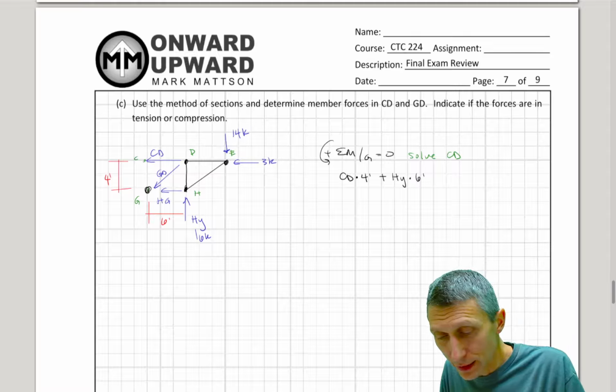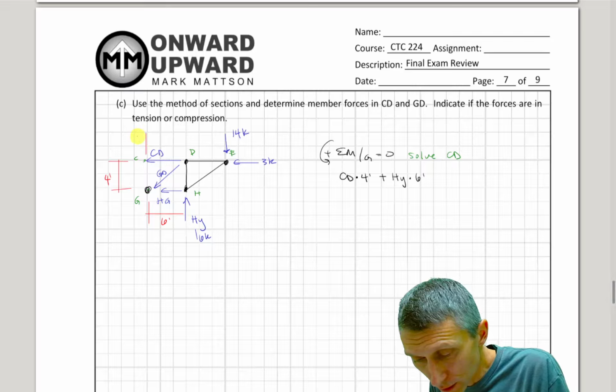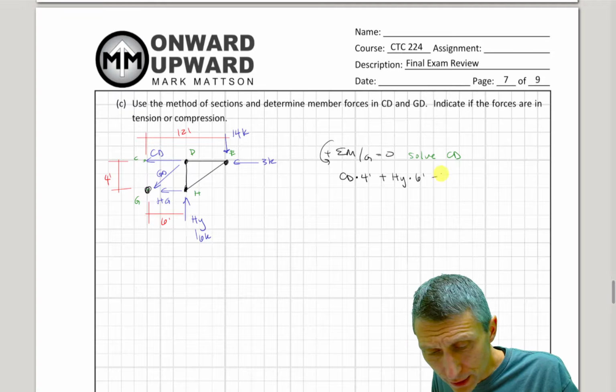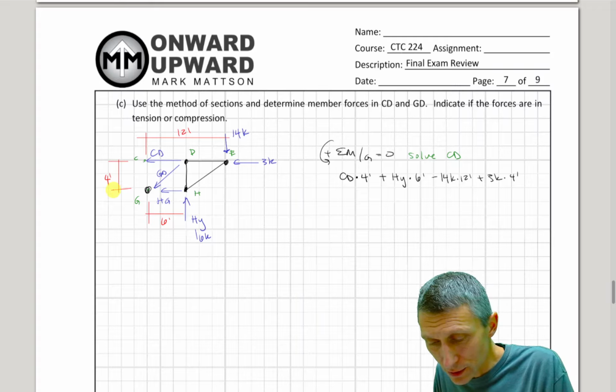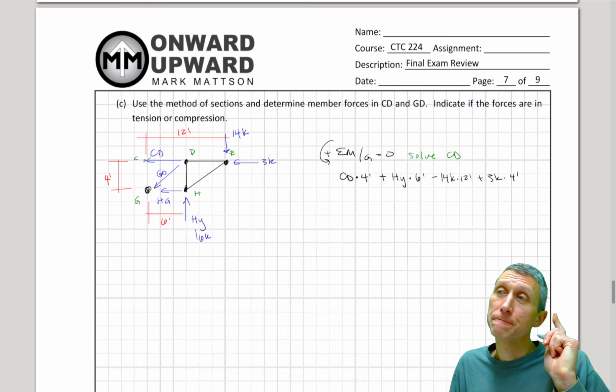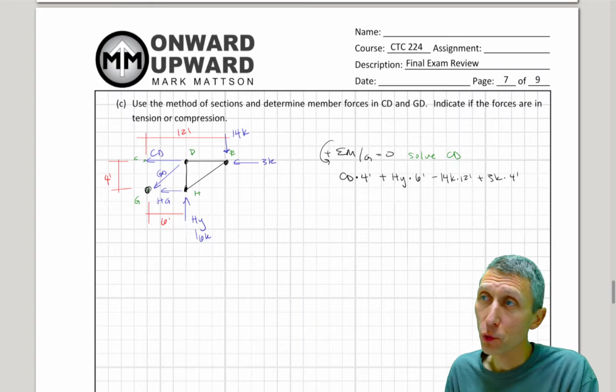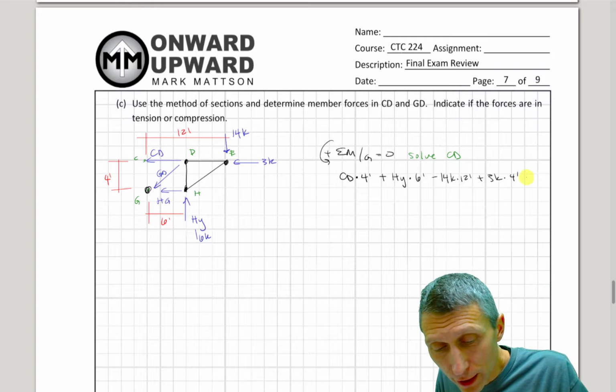I have this 3 kips and 14 kips. So if I think about this, I've got 14 kips times 12 feet. I'm going to subtract that off, minus 14 kips times 12 feet. And then I'm going to add in 3 kips times 4 feet, because this 3 kips, again, is 4 feet vertically away from that point G. This all has to equal 0.